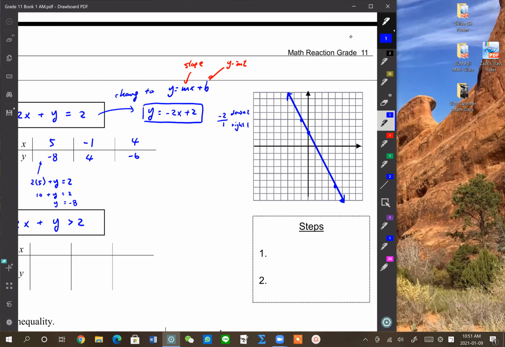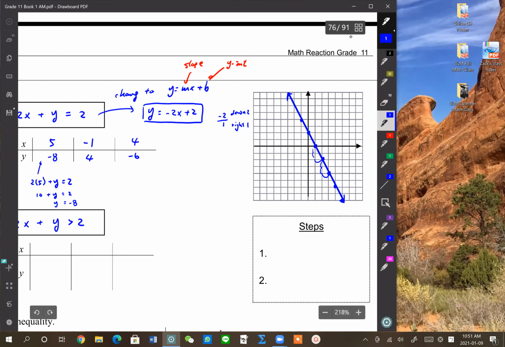So if you look at the points, it's always down 2, right 1, right? Down 2, right 1, so you get the next point. Down 2, right 1. So it follows that slope.